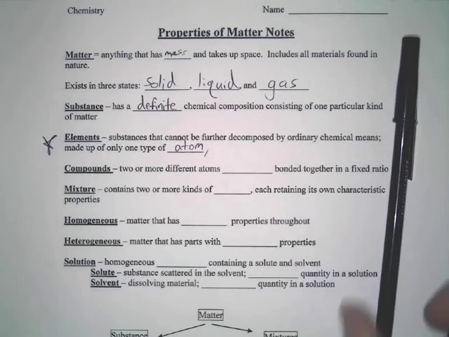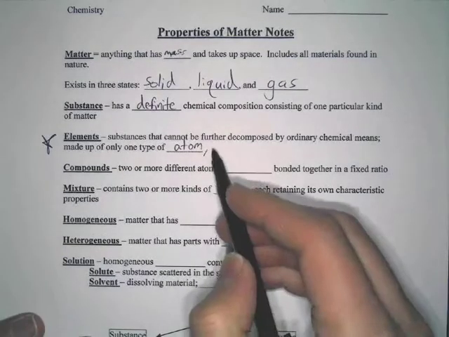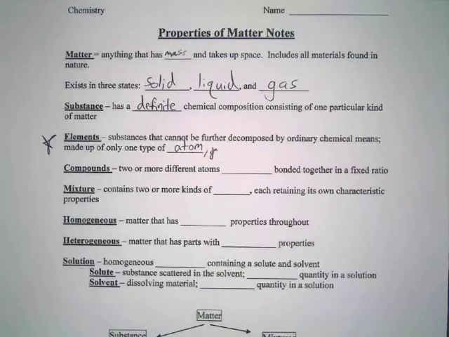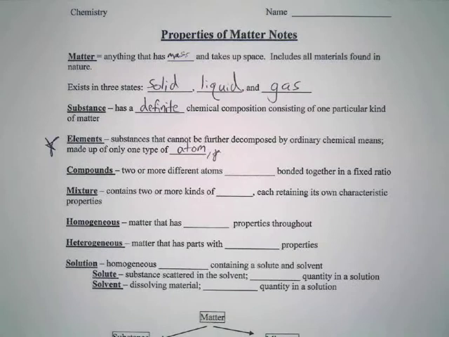So, please add that in right there. Smallest unit of matter that retains its unique properties. That's the key here. Because once you break it down smaller, everything's the same. But when you have elements, they're different. You can tell them apart. An atom of gold is a lot different than an atom of silver. One's worth a heck of a lot more.